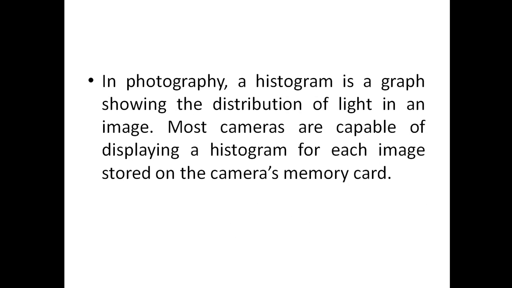As already said, a histogram is a graph. An image histogram is a distribution of light in an image. Most cameras are capable of displaying a histogram. Nowadays we all have a digital camera. With each digital camera, after an image is photographed, you can see the histogram.